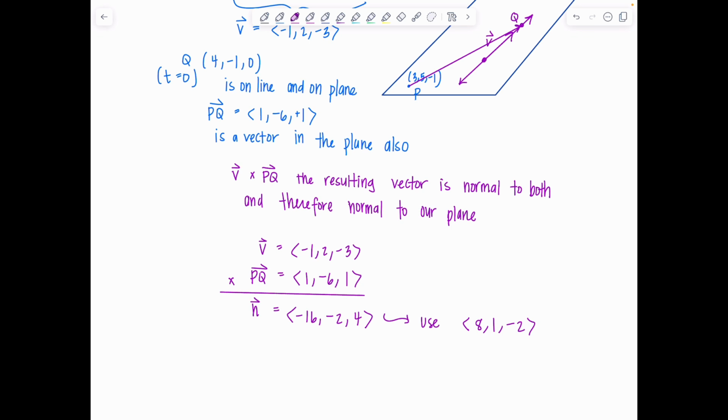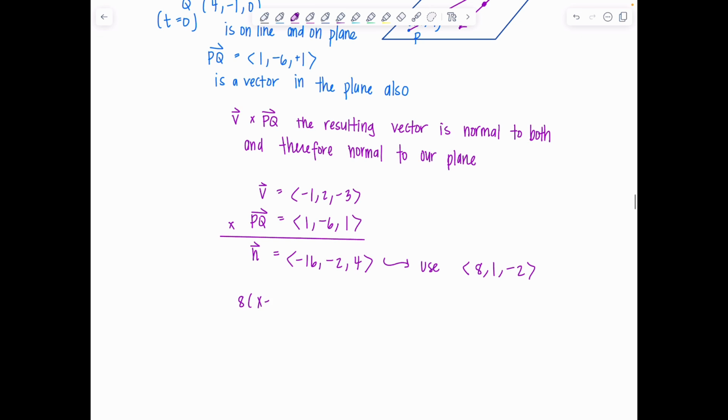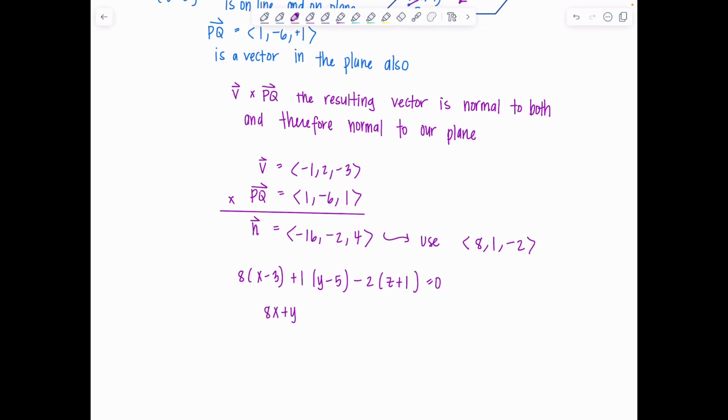Okay, beautiful. And then pick your favorite point. You could use Q or P to write the equation of the plane. Let's just work with P. But if you want to try Q on your own, you should get the same thing as me. So we'll have 8 times (x minus 3) plus 1 times (y minus 5) minus 2 times (z plus 1) equals 0. So then we're left with 8x plus y minus 2z equals, this is -24 minus 5, -29, minus 2, negative 31, and then move it over to the other side, positive 31.